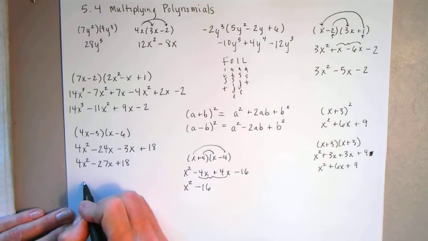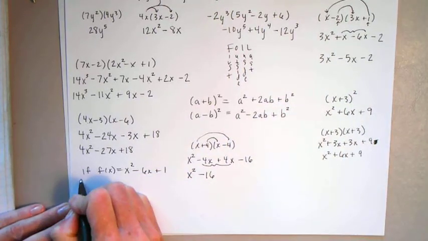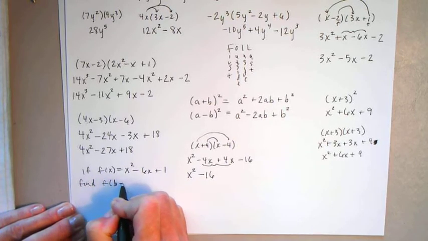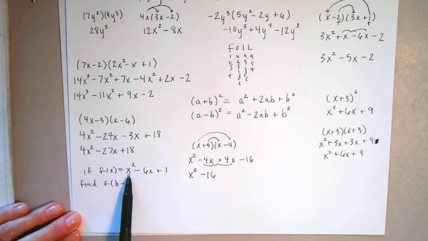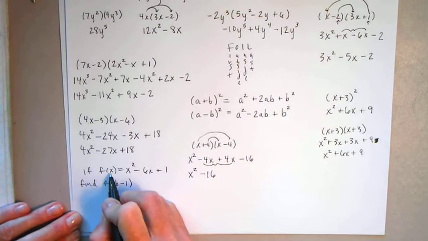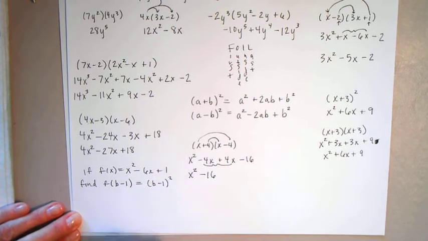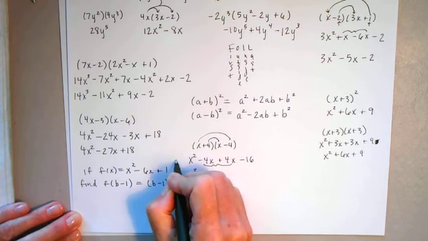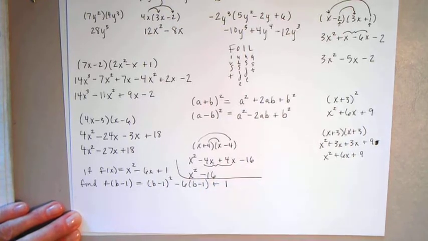Let's do one last one. They give you a function, f of x equals x squared minus 6x plus 1. They want f of b minus 1. So we're putting a whole binomial in wherever we see x. I'm going to go ahead and write it right here: b minus 1 squared minus 6 times b minus 1. I'll put a line so that doesn't throw us off. Plus 1. Now, right here you have to FOIL.